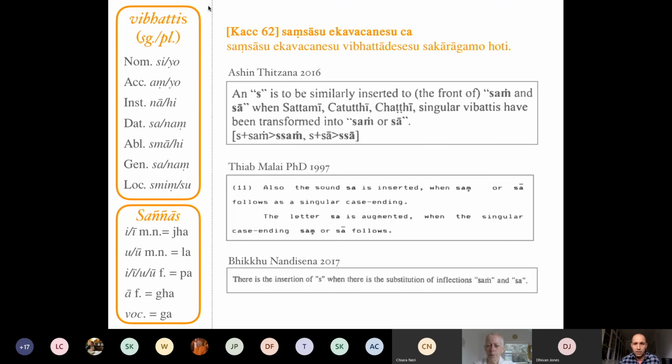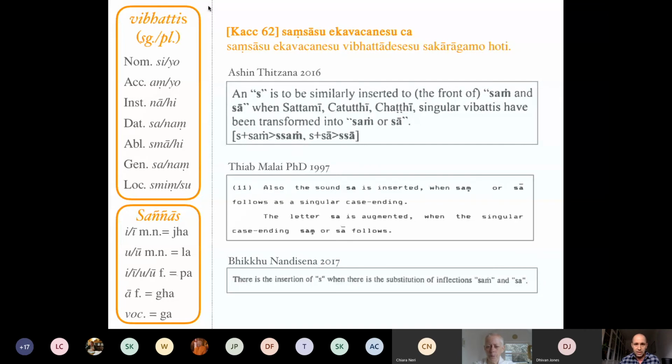And S is to be similarly inserted to the front of sam and sa when the locative, dative, and genitive singular vibhattis have been transformed into sam or sa. And then the clue. Another possible translation: Also, the sound sa is inserted when sam or sa follows as a singular case ending. That will be a translation only of the sutta, and the translation of the vutti: the letter sa is augmented when the singular case ending sam or sa follows.